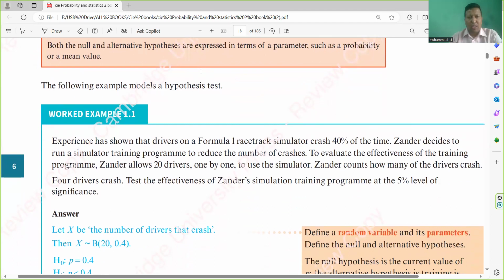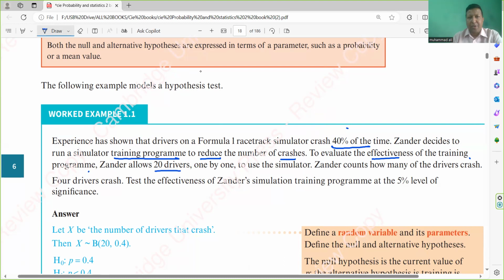Experience has shown that drivers on a Formula One racetrack simulator crash 40% of the time. Zender decides to run a simulator training program. He wants the training program to reduce that 40%, not raise it, the number of crashes. Evaluate the effectiveness of the training program.